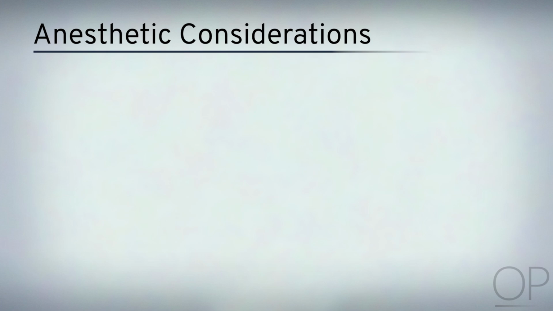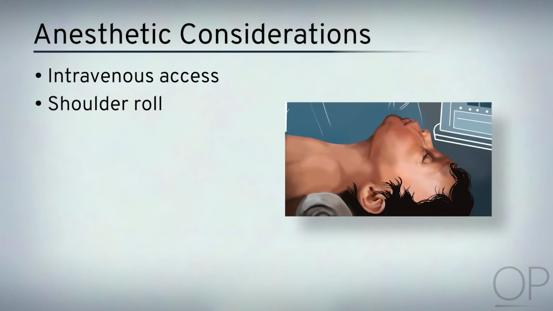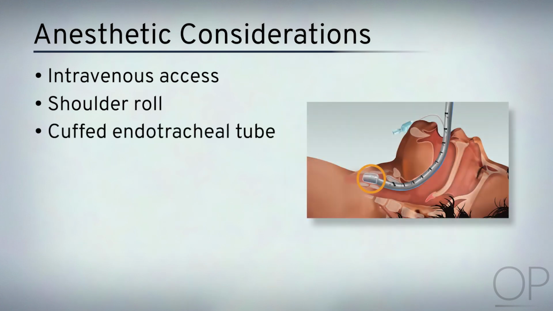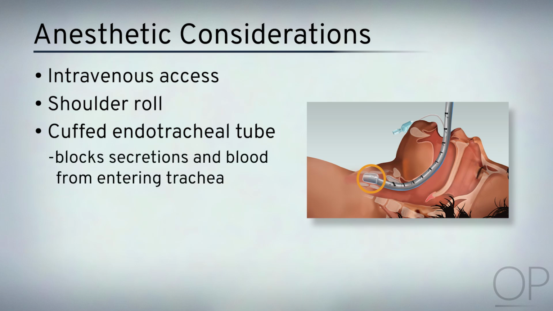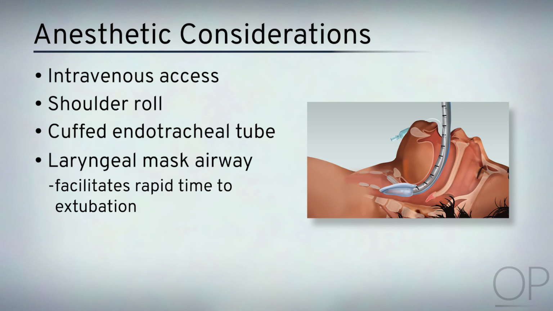After induction of general anesthesia, intravenous access is obtained. For patients with severe obstructive sleep apnea or other high-risk comorbidities, a pre-induction IV will provide an extra measure of safety should ventilation prove challenging during induction. A shoulder roll may be helpful in visualizing the airway for intubation as well as the procedure itself. Many anesthesiologists favor use of a cuffed endotracheal tube, which has the advantage of blocking pooled secretions and blood from entering the trachea. Others may prefer use of a laryngeal mask airway, or LMA, which has been suggested to facilitate more rapid time to extubation at the conclusion of the procedure.